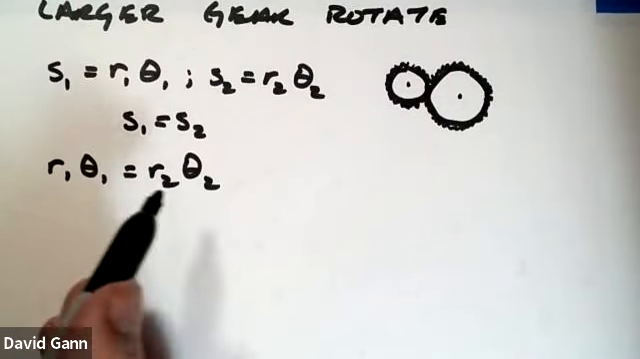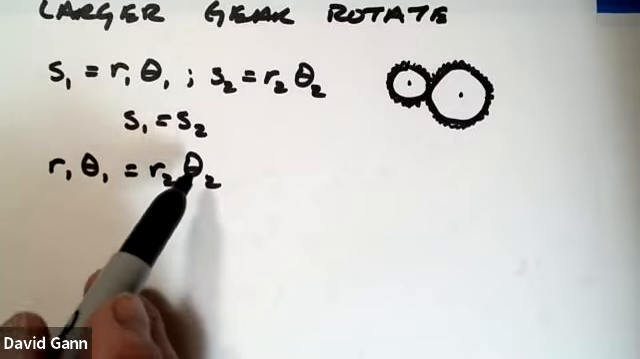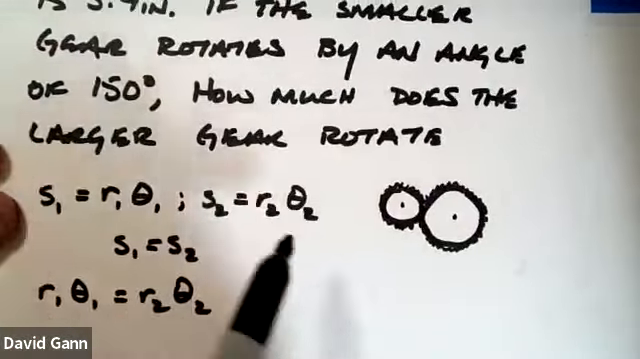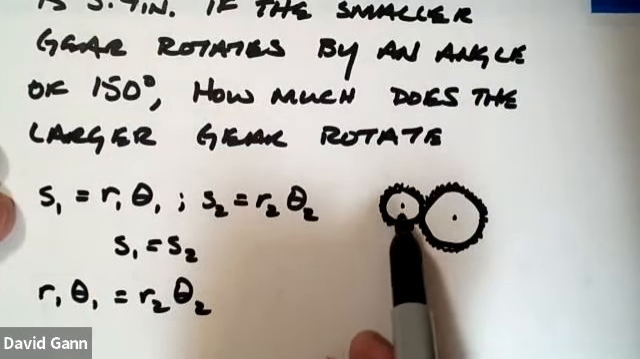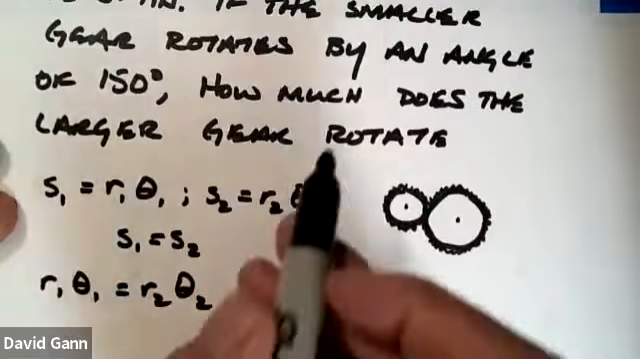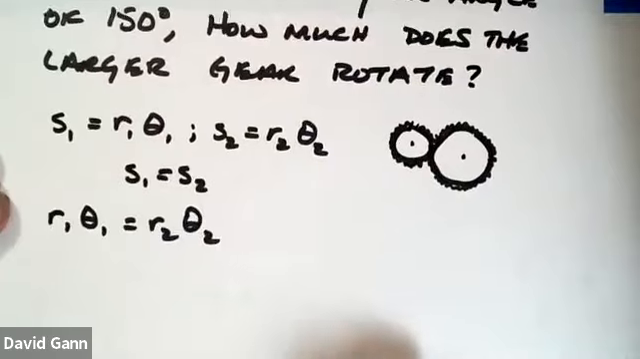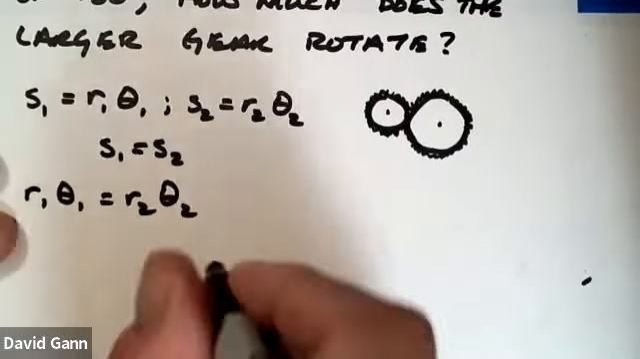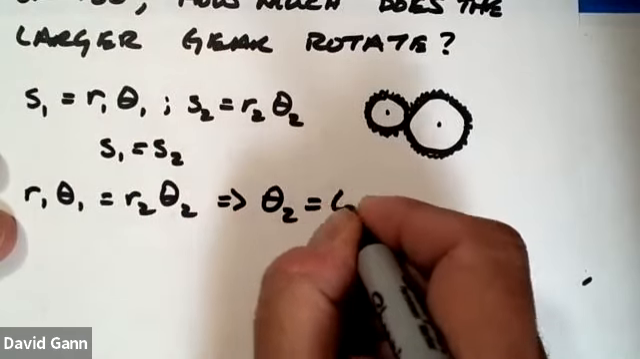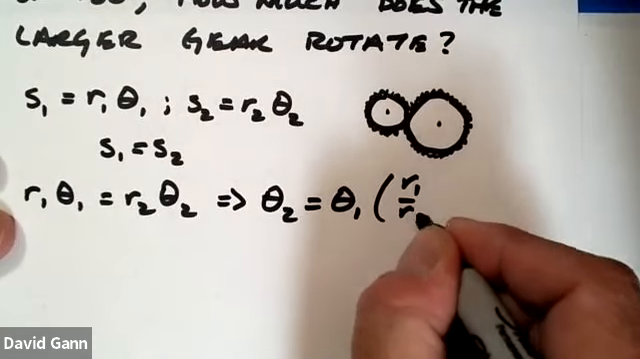Radius in inches. Angle in degrees, this will give you an angle in degrees. So for the problem in this case, I'm calling the smaller gear, gear 1, and the larger gear, gear 2. So what the question is asking for, how much does the larger gear rotate? That's a question about angle, and that's theta 2.